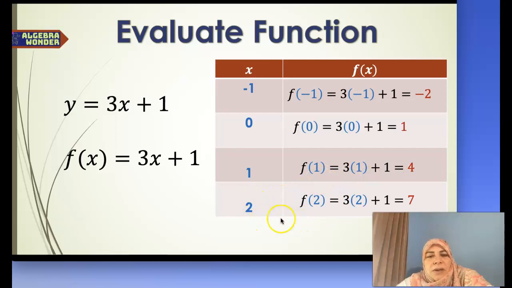Okay, let's try the last one. f of 2, x is 2, what is y? 3 times 2, which is 6, plus 1 is 7. So f of 2 is 7. Again, this is the x value, and this is the y value.